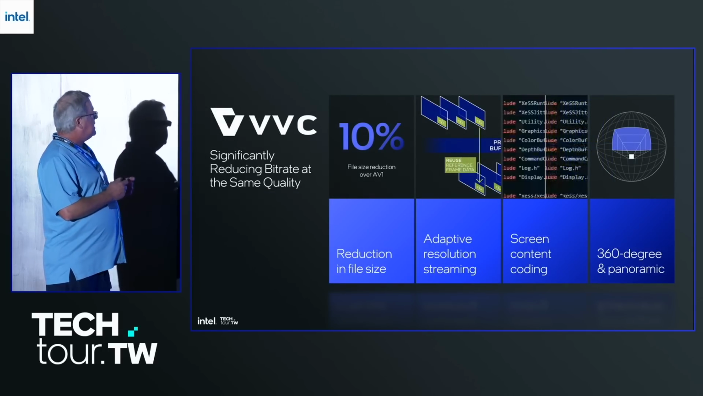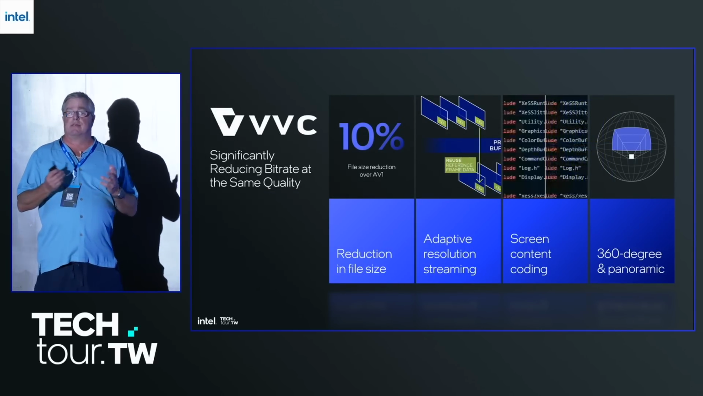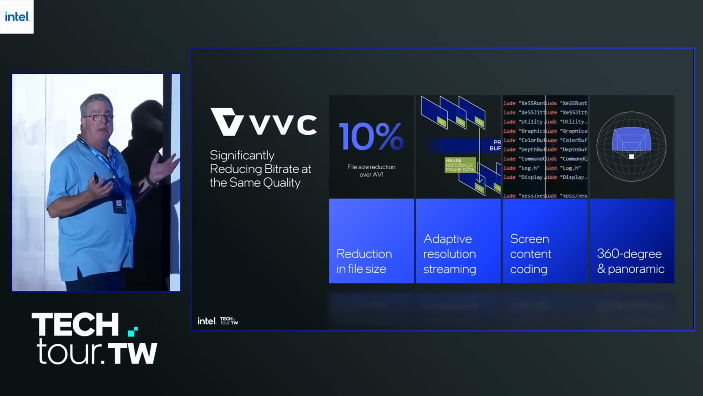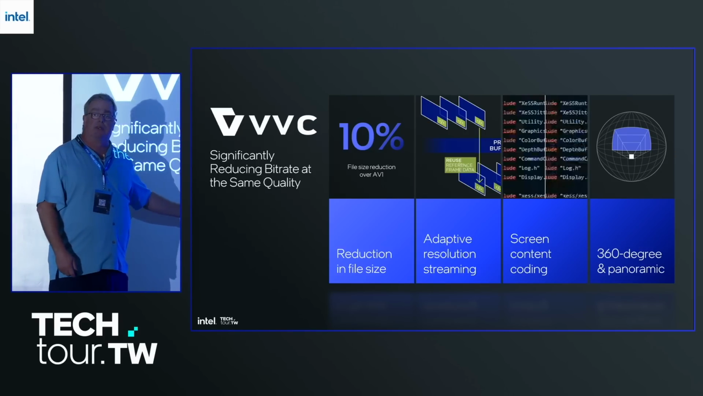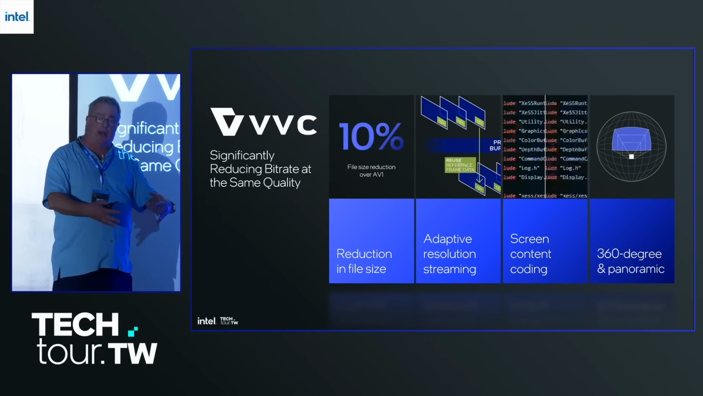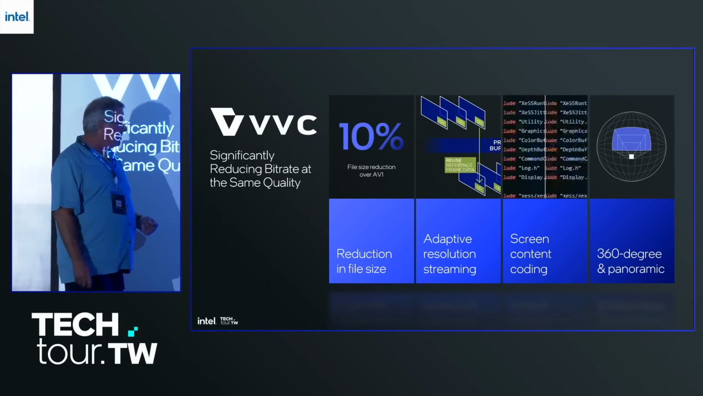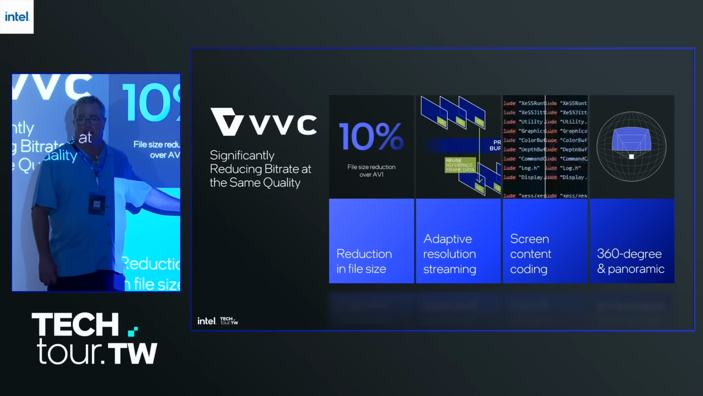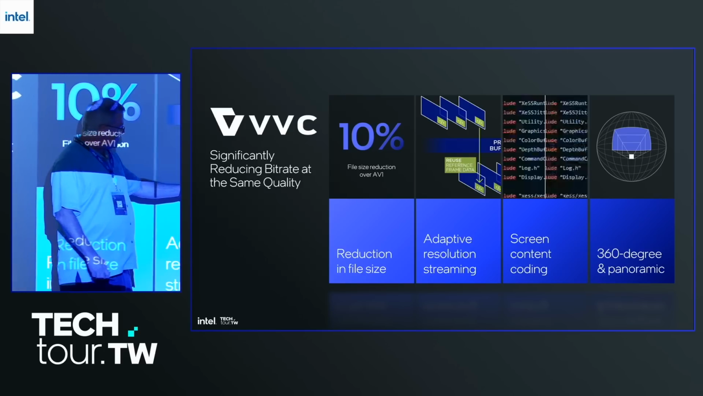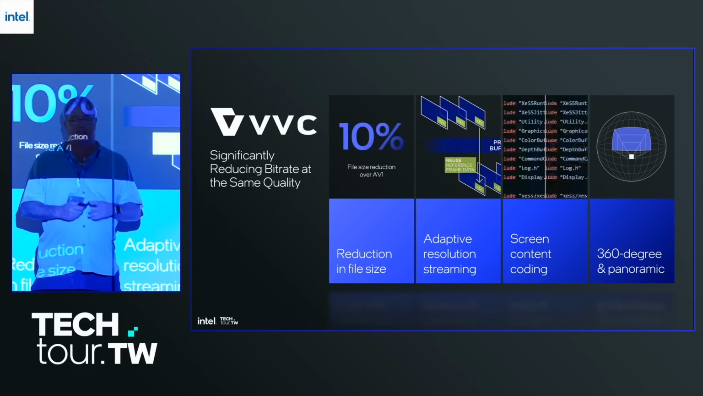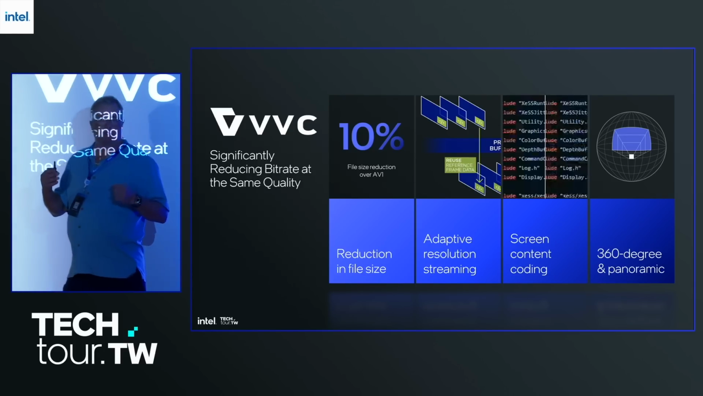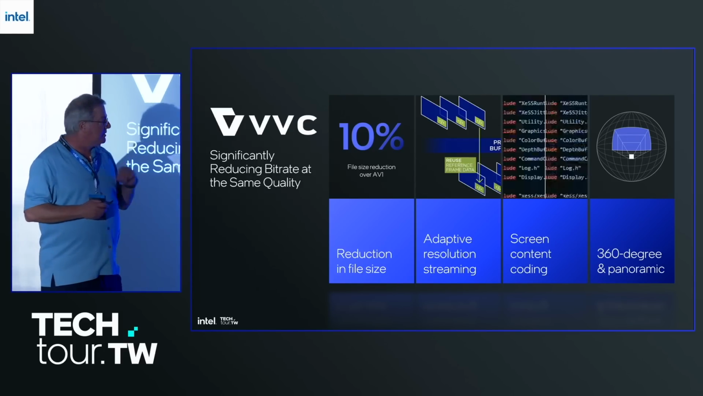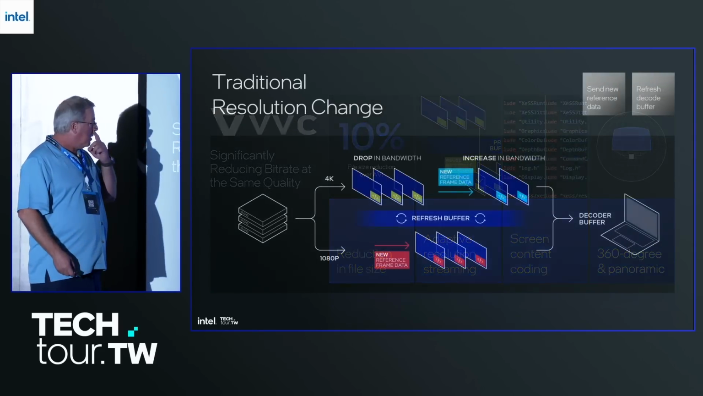VVC significantly reduces the bit rate at the same quality level, and it has 4 main features. One is a file size reduction, so the files are getting more compressed, with better compression ratios. It supports adaptive resolution streaming, which is a pretty cool technology I'll talk about. We support screen content coding and 360-degree projections, primarily for cell phones. So let's dive into these technologies one at a time.